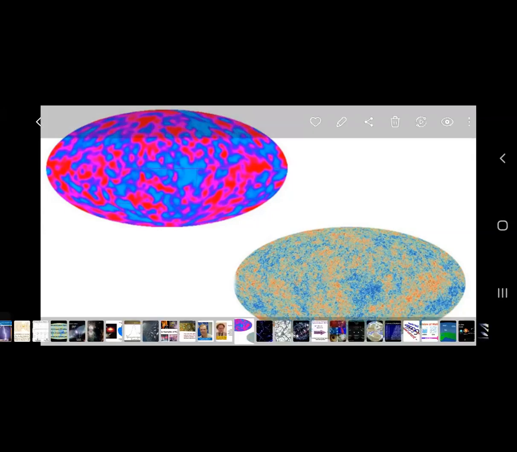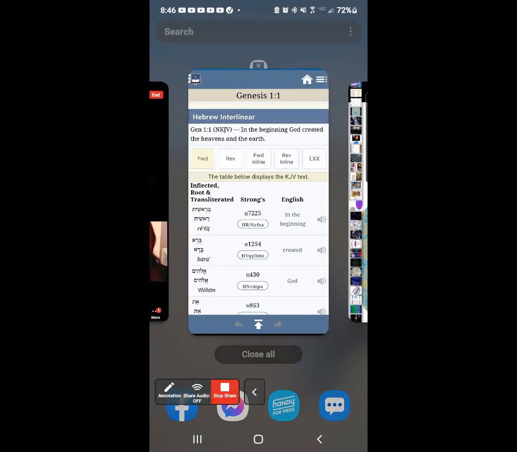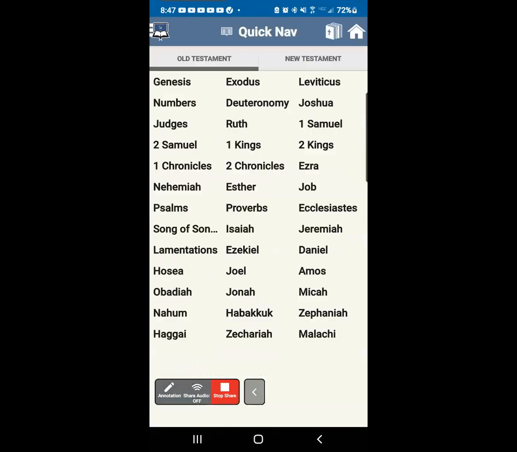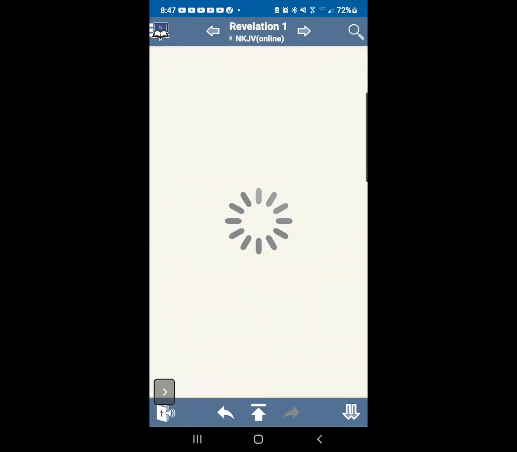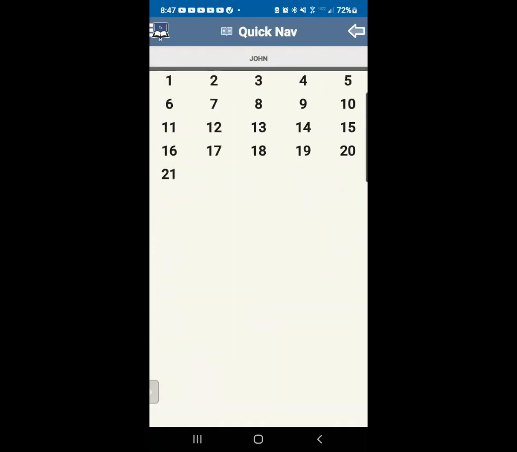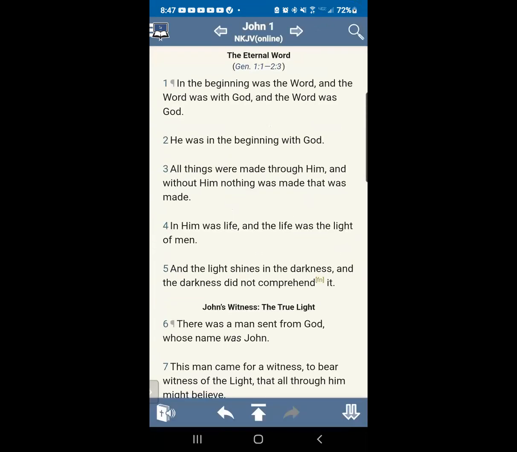Now in Genesis 1:1, we see that in the beginning God created the heavens and the earth. We know it. By what way did he do that? Well, let's look at John 1:1 for a second, because the Old Testament and the New Testament are actually one book.